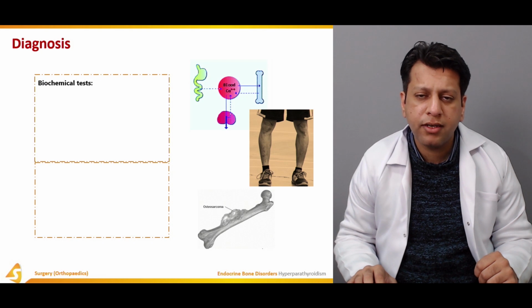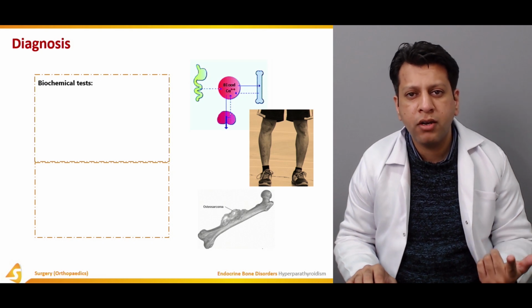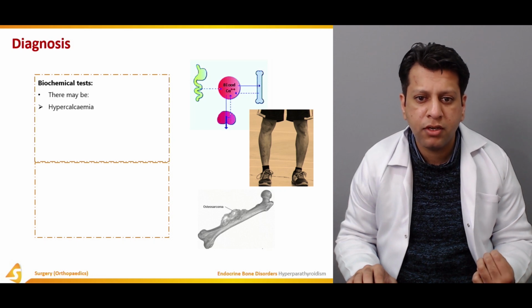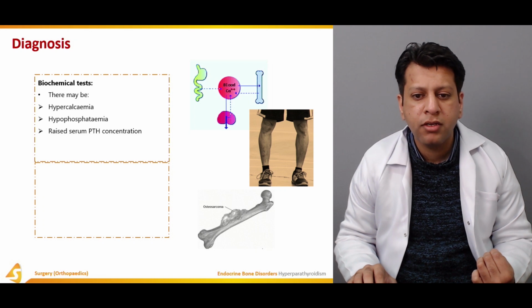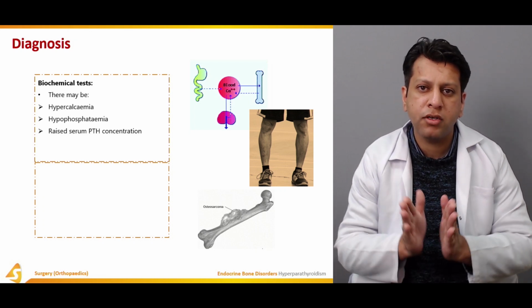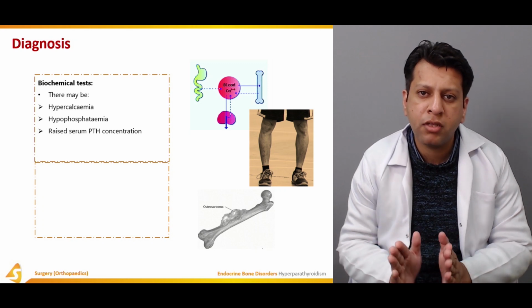So how to make the diagnosis? We'll get a profile of the calcium, phosphate levels, and PTH levels. There will be hypercalcemia, hypophosphatemia, and raised serum PTH concentrations. Once we know that, we have formed a preliminary diagnosis of hyperparathyroidism.